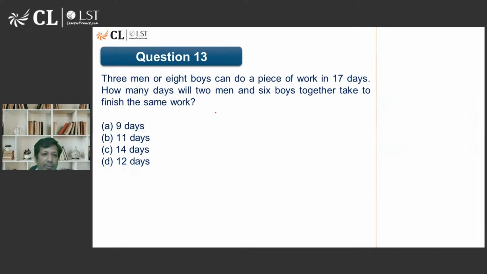So there are 3 men or 8 boys. It means the efficiency of 3 men must be equal to the efficiency of 8 boys. This is what is given. So I am going to assume the efficiency per person. Total efficiency of 3 men or 8 boys is 24. So what is the efficiency of 1 man? That is going to be 8. What is the efficiency of 1 boy? That's going to be 3.